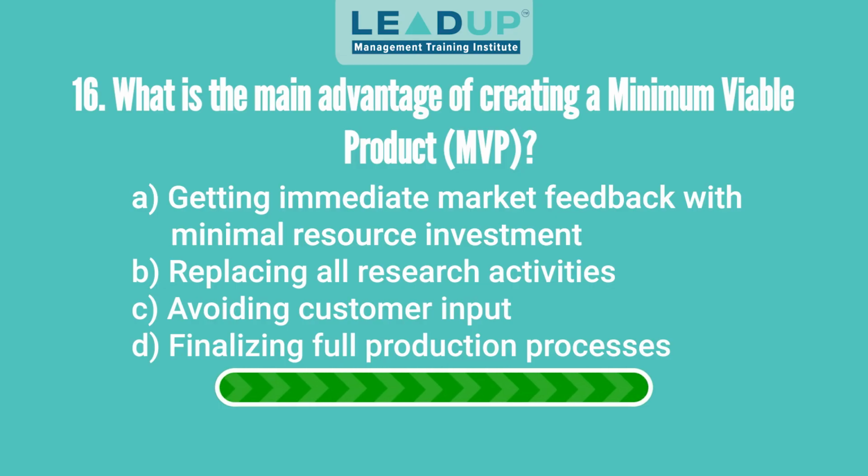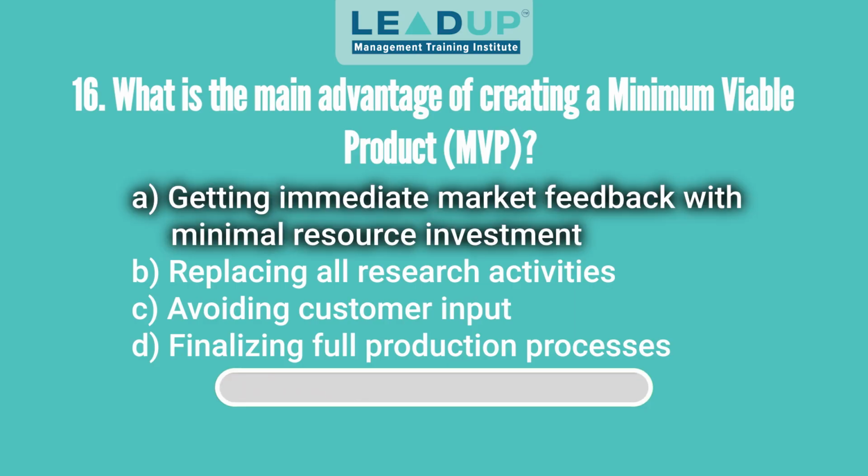Question 16. What is the main advantage of creating a minimum viable product, MVP? A. Getting immediate market feedback with minimal resource investment. B. Replacing all research activities. C. Avoiding customer input. And D. Finalizing full production processes. Answer: getting immediate market feedback with minimal resource investment.